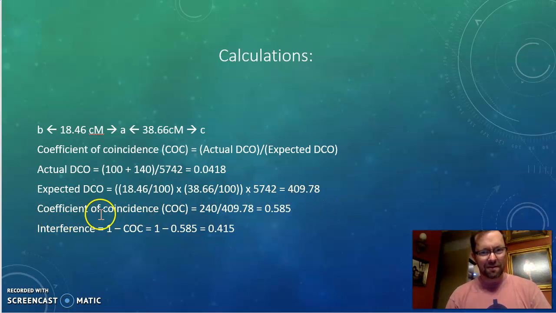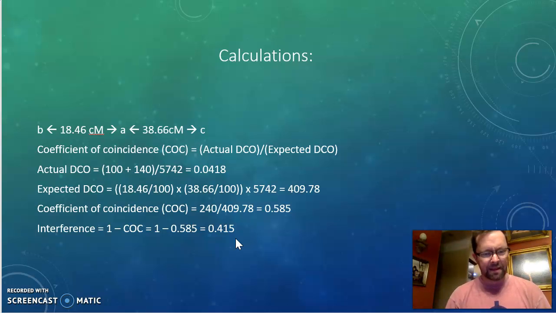So what does all that go into? The coefficient of coincidence is 240 divided by 409.78, which gives us the number that will help us along here, 0.585. What we do with that is we take the 0.585 from 1, and that gives us 0.415. So that's the interference.